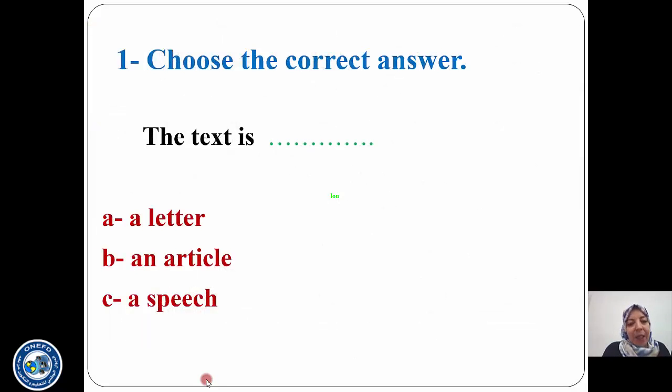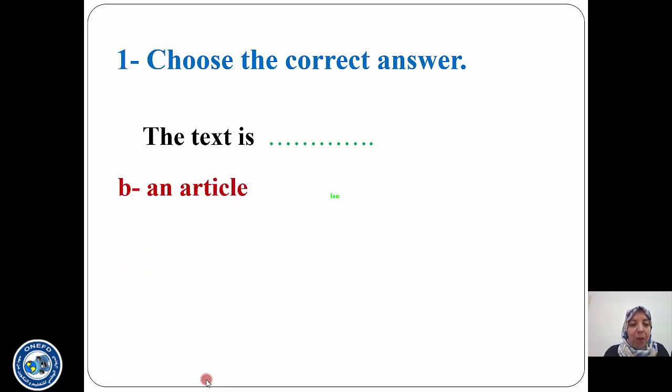The first activity here is about the type of the text. Is the text a letter? Is it an article? Or is it a speech? Something that can help you here is the source or the reference of the text. Of course, the text is an article.